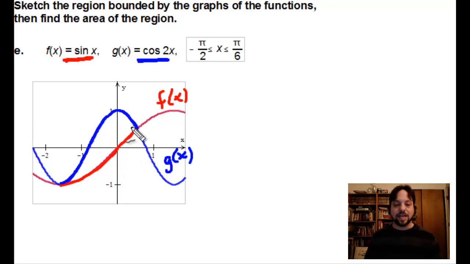Now, we're still finding the area between the two graphs, and that's the area here in black. But the only concern we really have is the order that we place these functions in the integral. Well, there is one other concern, actually.